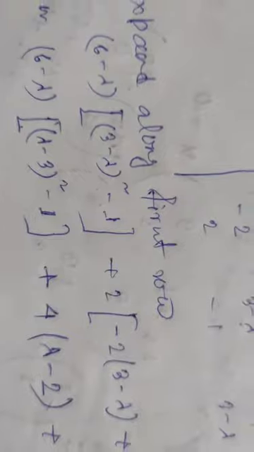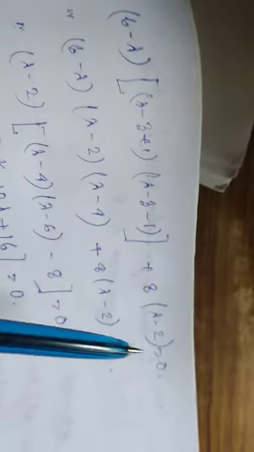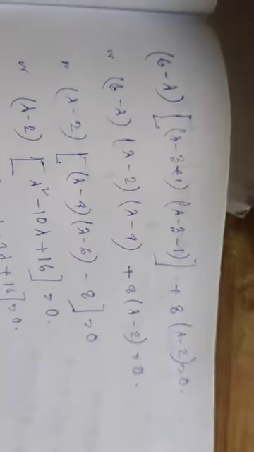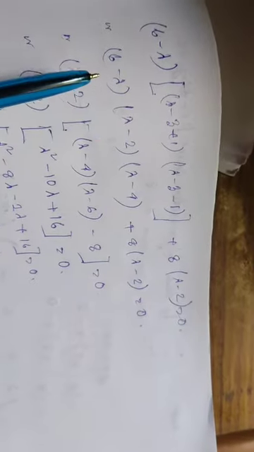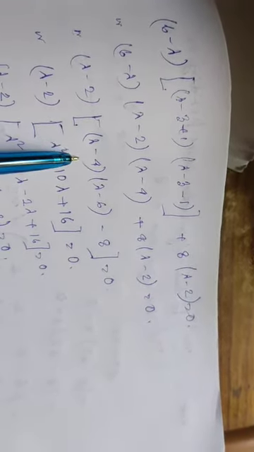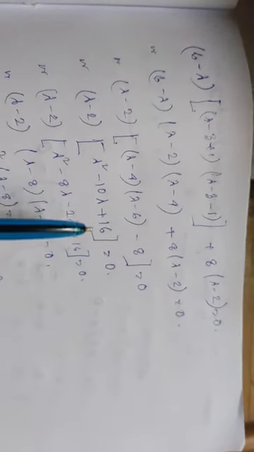Now we just simplify it. First we have (6 minus lambda) into ((lambda minus 3) whole square minus 1). In the next step, we use the formula of a square minus b square. So we get (6 minus lambda) into (lambda minus 3 plus 1) into (lambda minus 3 minus 1) plus 8 into (lambda minus 2) is equal to 0. After simplification, we get (6 minus lambda) into (lambda minus 2) into (lambda minus 4) plus 8 into (lambda minus 2). Here we take common (lambda minus 2), and if we also take common minus from here, we can write (lambda minus 4) into (lambda minus 6) minus 8. If we simplify now, we get (lambda minus 2) into (lambda square minus 10 lambda plus 16) is equal to 0.